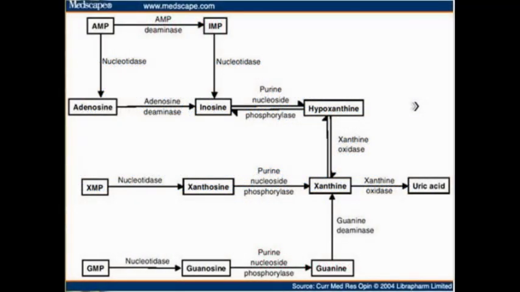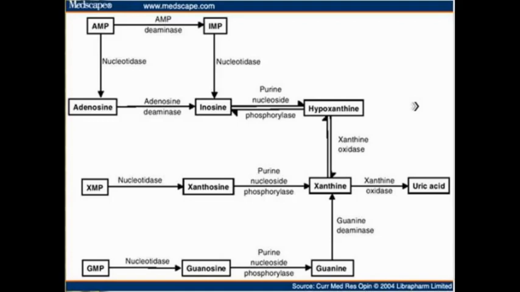So in the next slide, we'll come to know about how uric acid is formed from different kinds of products in our body. As we can see in this chart, from AMP, IMP is formed with the help of AMP deaminase, and again AMP forms adenosine with the help of nucleotidase. Again, IMP with the help of nucleotidase forms inosine, and adenosine forms inosine with the help of adenosine deaminase.